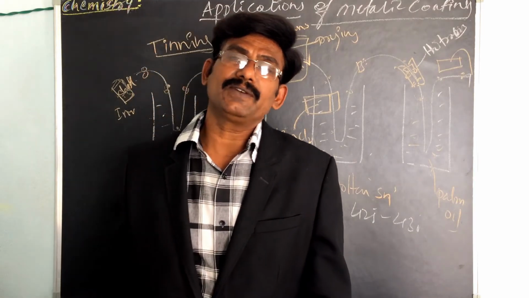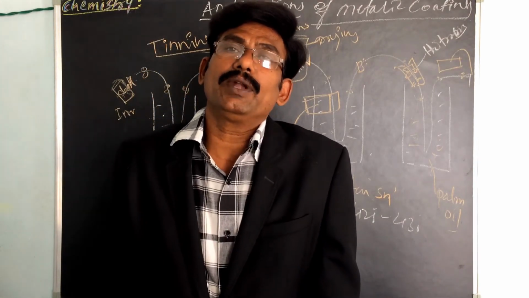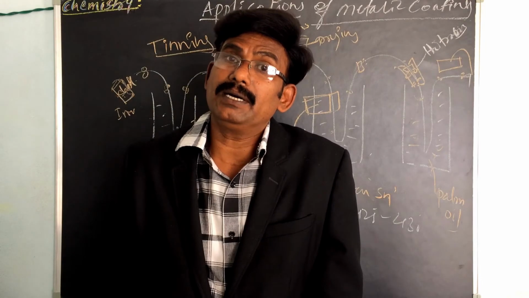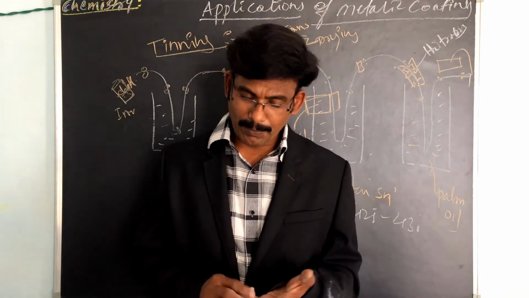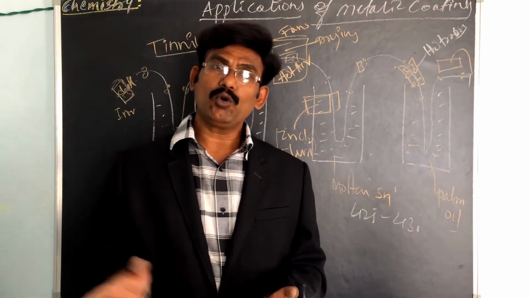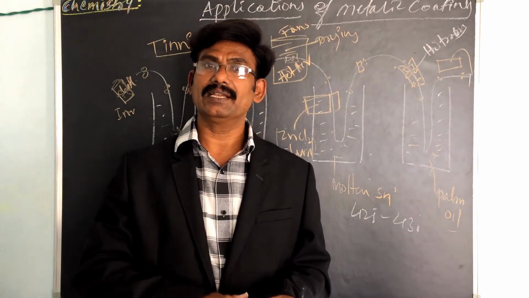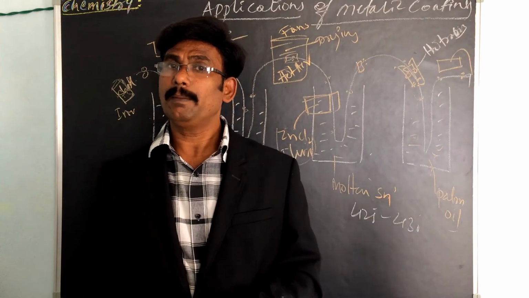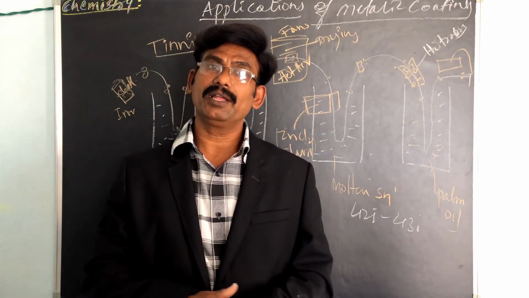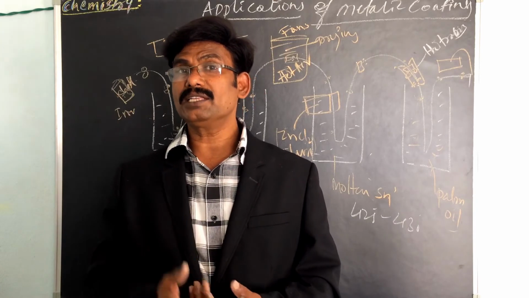So what are the uses of tinning? It is widely used for coating steel, copper, brass and bronze. Whatever copper we use, the copper is coated with tin, and a very white, shining color of tin will come. Brass is also coated by tin, and bronze metals also.